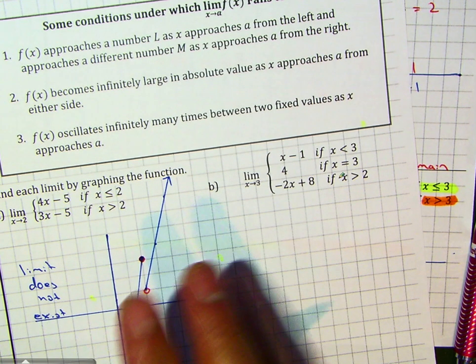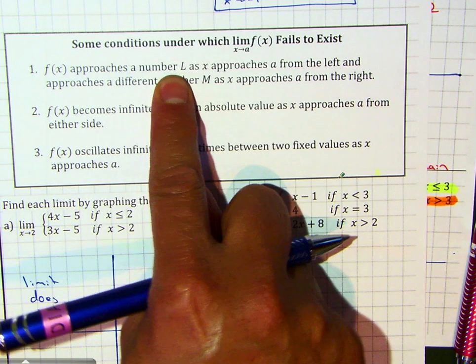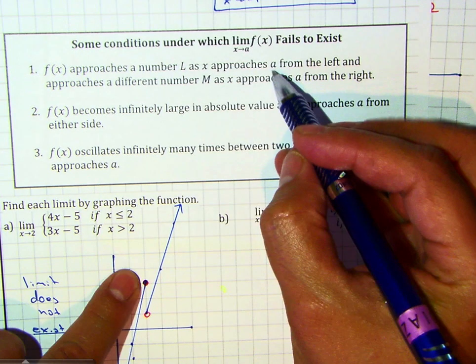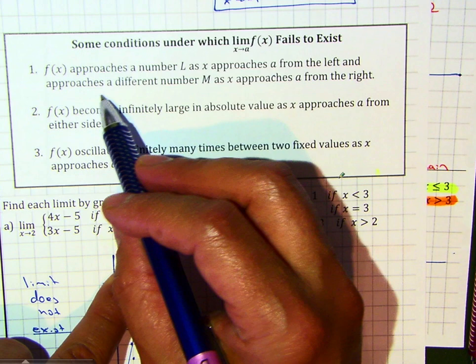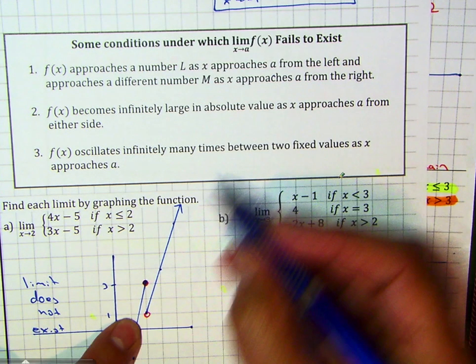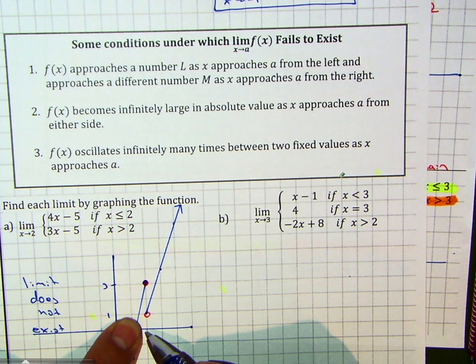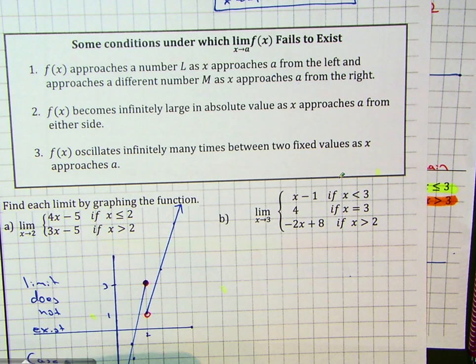And in this case, that will be your first case. F of x approaches a number L, which in this case will be 3, as x approaches from the left, and approaches a different number M, which is 1, as x approaches from the right, as x approaches 2 from the right. So this will be case 1.